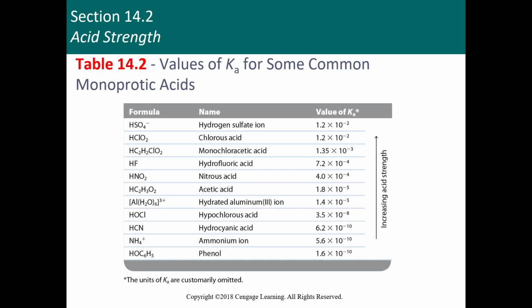So this right here is Ka values. This is how you typically find them in tables like so. And so these are some different common monoprotic acids, their names, and their values for their Kas.